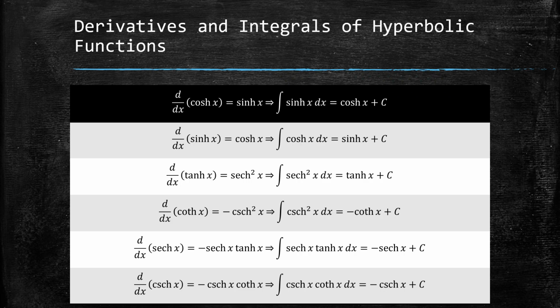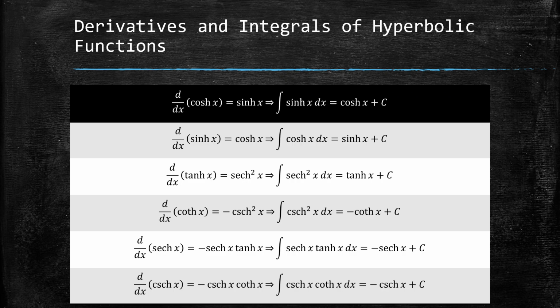The integral of the square of the hyperbolic secant of x is the hyperbolic tangent of x plus c. The integral of the square of the hyperbolic cosecant of x is the negative of the hyperbolic cotangent of x plus c. The integral of the product of the hyperbolic secant of x and the hyperbolic tangent of x is the negative of the hyperbolic secant of x plus c. The integral of the product of the hyperbolic cosecant of x and the hyperbolic cotangent of x is the negative of the hyperbolic cosecant of x plus c.